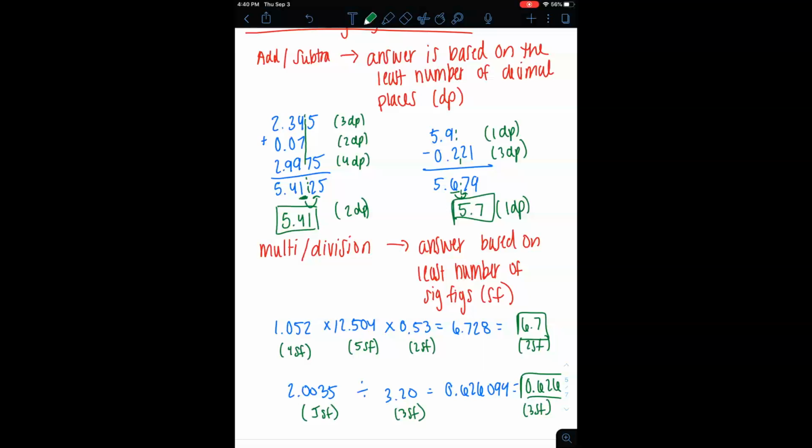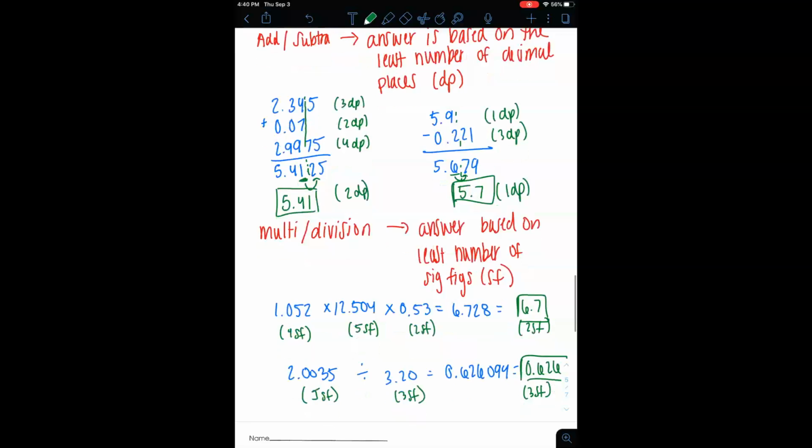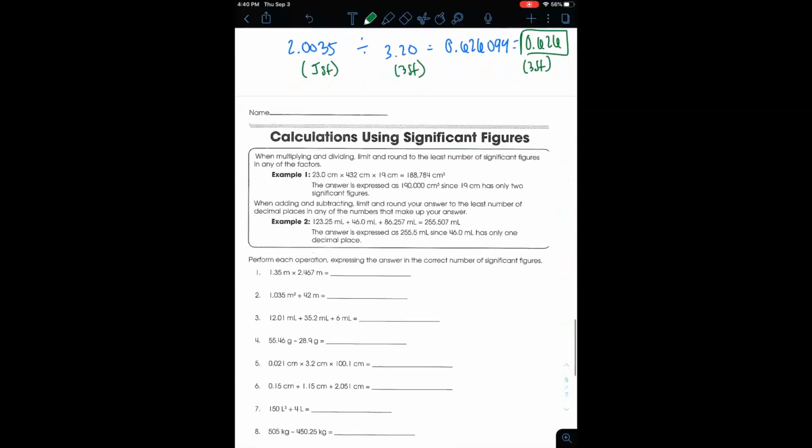So, moving forward here, I released this to you earlier, so maybe you got started on it, maybe you didn't. Again, put your name on it just to get in the habit of it. And of course, like the other worksheets, it has the rules at the top, but I wanted to walk you through a couple examples and the definitions here. But again, it's based on least number of sig figs or least number of decimal places.